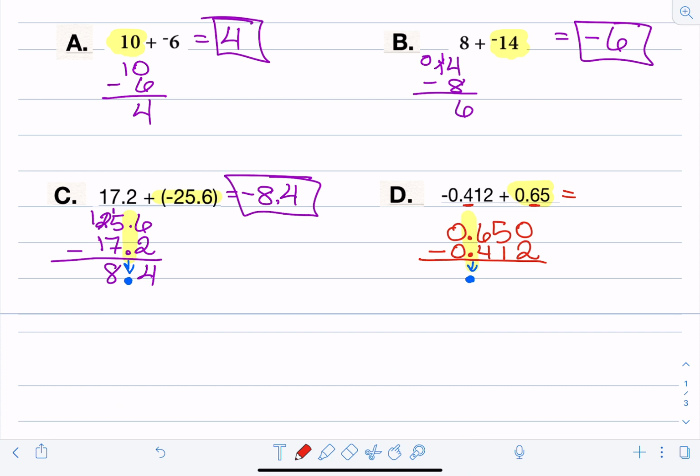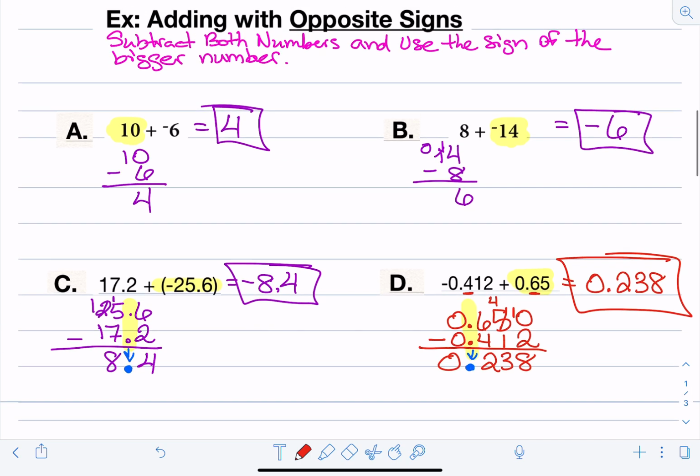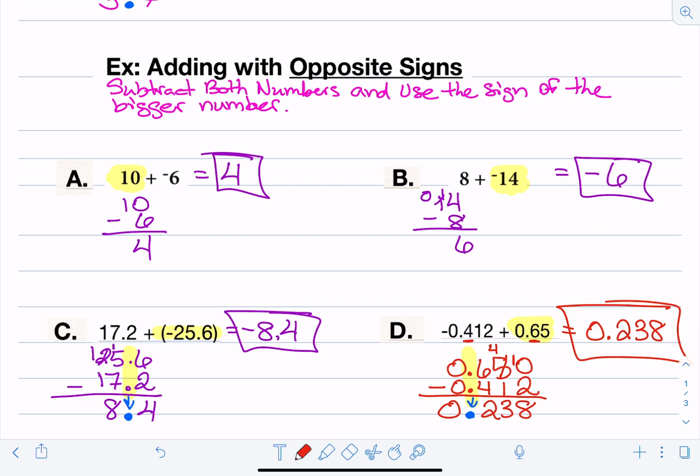So let's go ahead and subtract. 0 minus 2. 0 is smaller than 2, so we have to borrow from the 5. So the 5 is going to turn into a 4, and the 0 will become a 10. 10 minus 2 is 8. 4 minus 1 is 3. 6 minus 4 is 2. And 0 minus 0 is 0. So our answer is going to be a positive 0.238.